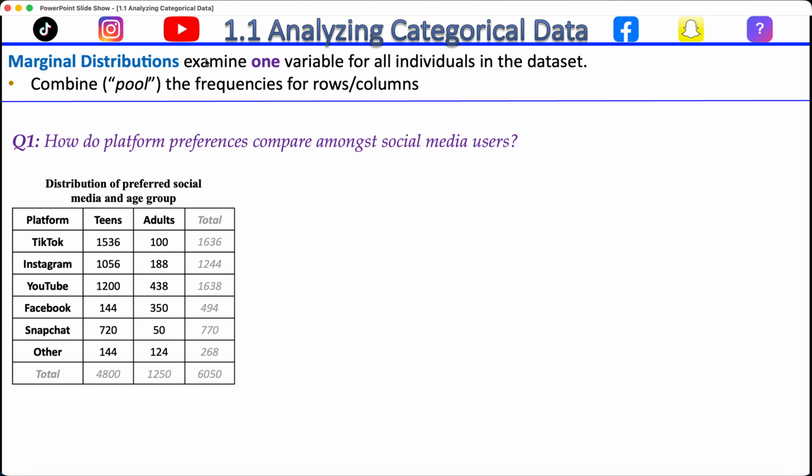So in this case, what we can do is we can look at the marginal distribution of the data. Marginal distributions examine one variable for all individuals in the data set, and it does this by combining or pooling the frequencies for rows or columns. Pooling is a word you're going to see again. And it more or less just means combining the data sets.